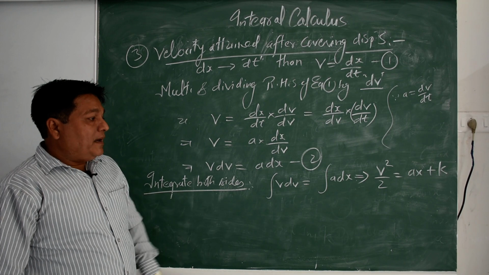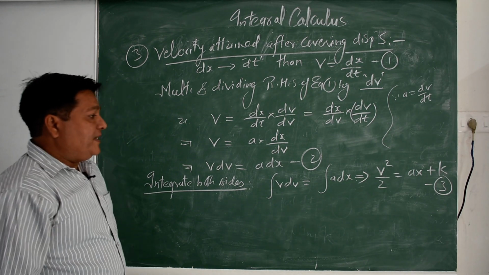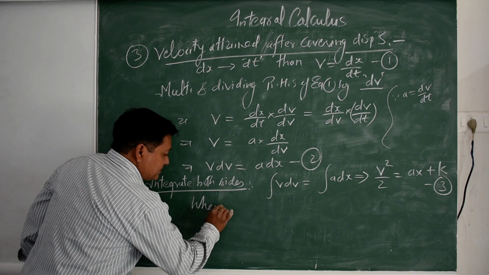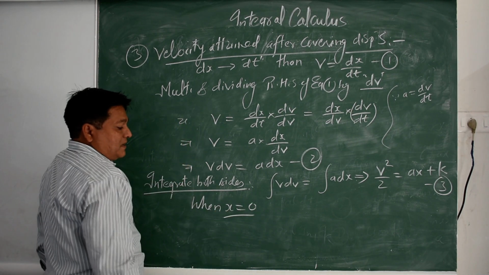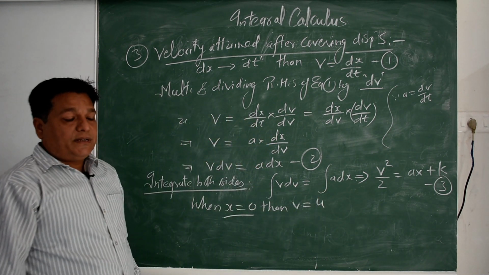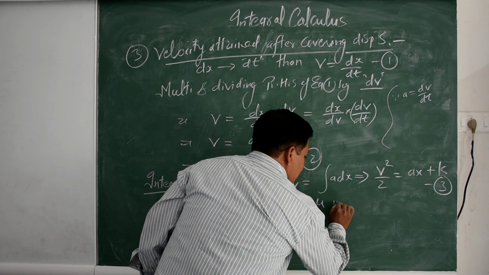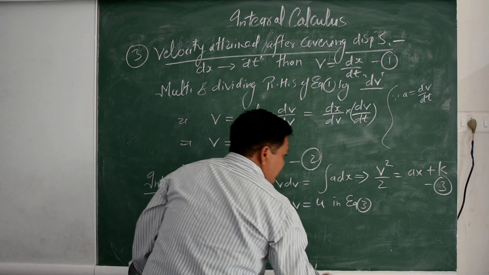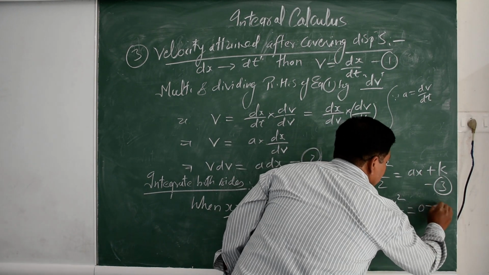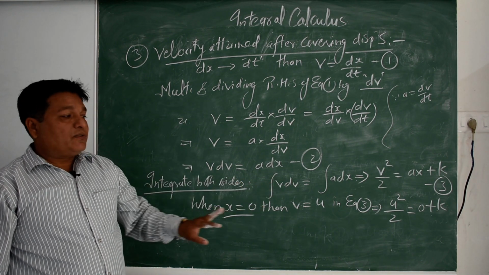Now, in this particular case, if we assume that at the initial stage when x is equal to 0, velocity v is equal to u, that is the initial velocity, placing this value in equation number 3, what do we get here? We get u square by 2 equals 0 plus k. K is a constant. So the value of k is equal to u square by 2.